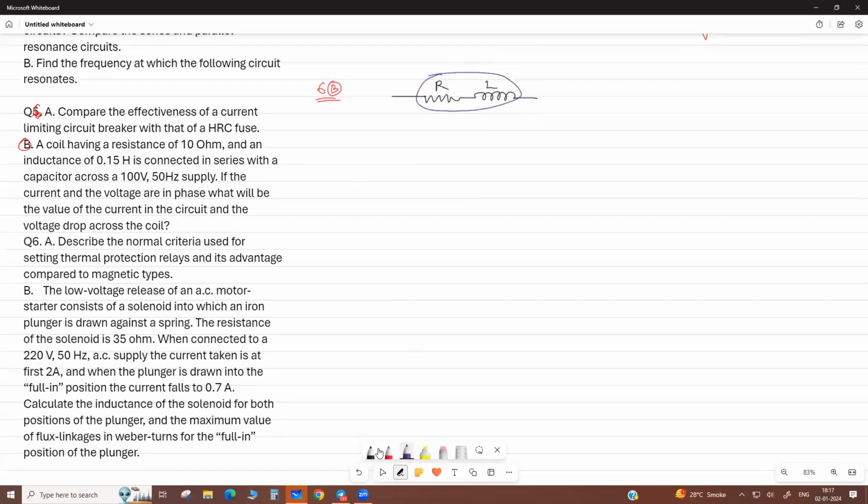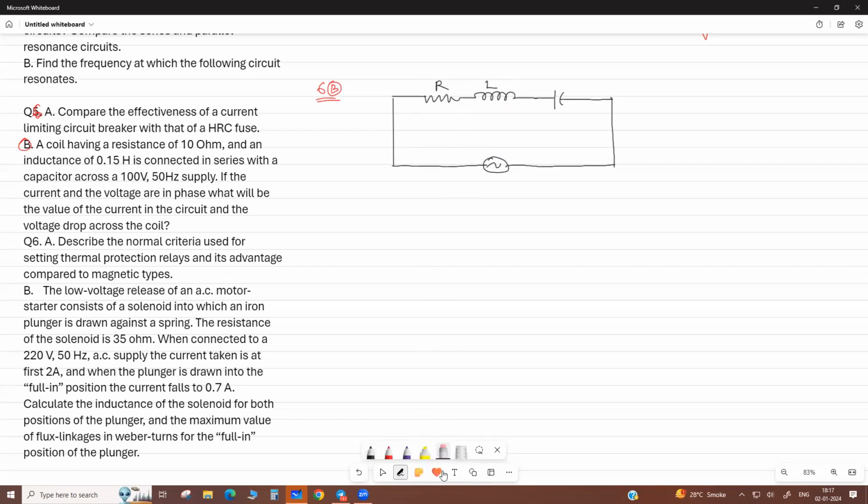Then in series with this coil, there is a capacitor. So this coil has a resistance and inductance. It's connected in series with a capacitor. Now it is connected with a capacitor. So it makes an RLC series circuit. Okay. This question is also based on your resonance circuit. Okay.